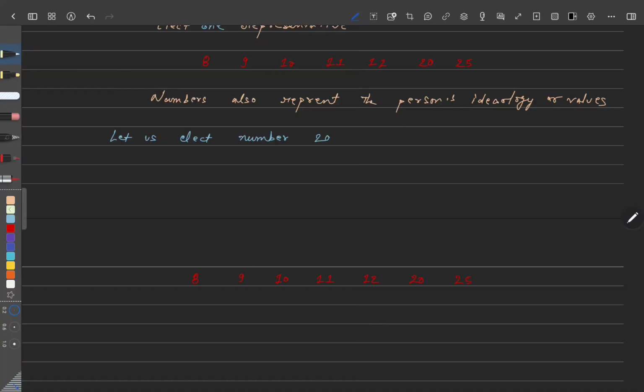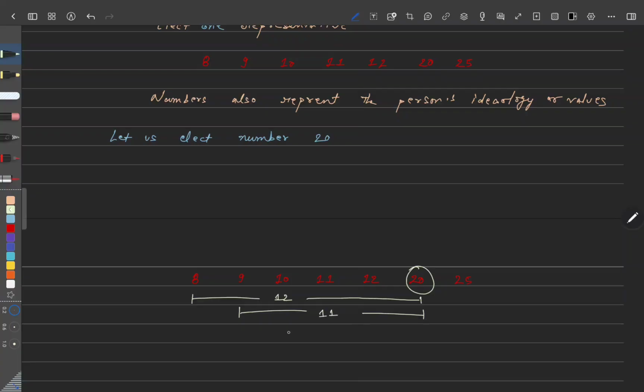Let us do the calculations. We're electing 20, so let's circle 20. How far is 20 from 8? 12 values, or ideology. How far is 9 from 20?